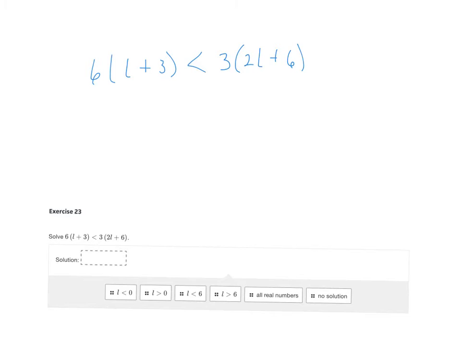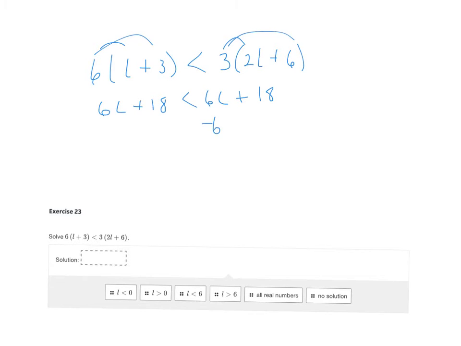Alright guys, on example 23 we're going to do some distribution. So 6 times L is 6L. 6 times 3 is 18. And that's less than 3 times 2L, which is 6L plus 18. So we've got 6L plus 18 is less than 6L plus 18.